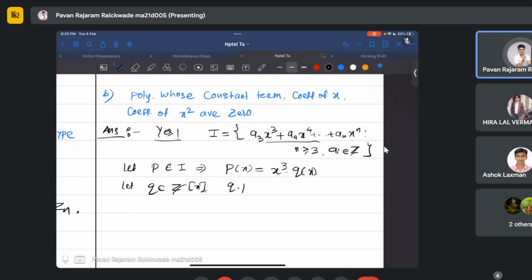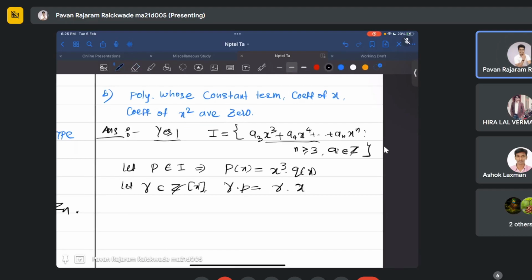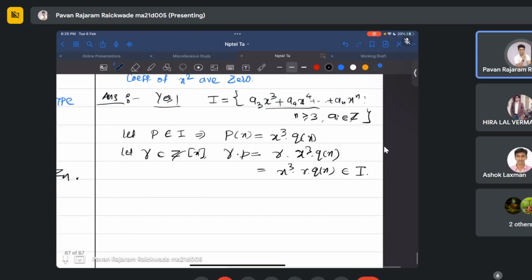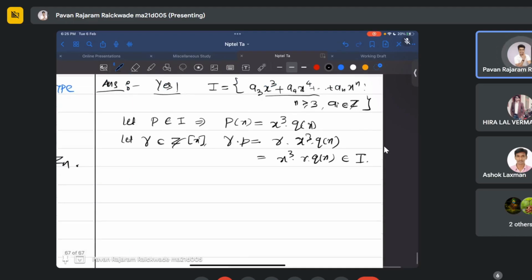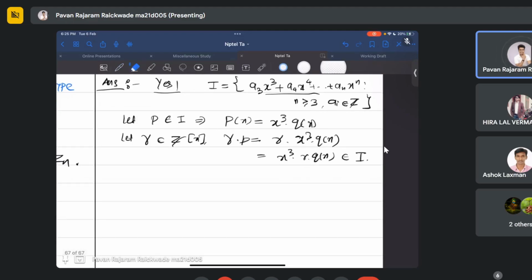Now let any polynomial r belong to Z[x]. Then what is r times p? It is simply r times x cube times q(x), because the product is commutative. I can write this as x cube times r times q(x). So this again belongs to I, because x square and x terms are not there, and the constant term is also not there. Since you are directly multiplying with x cube, they vanish. This implies I is an ideal.